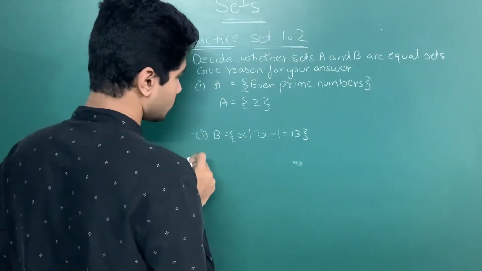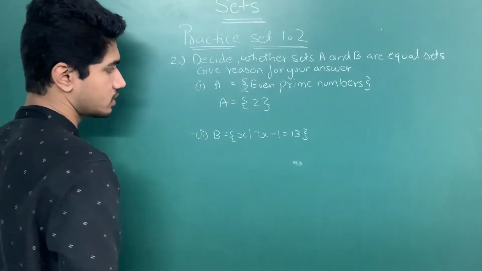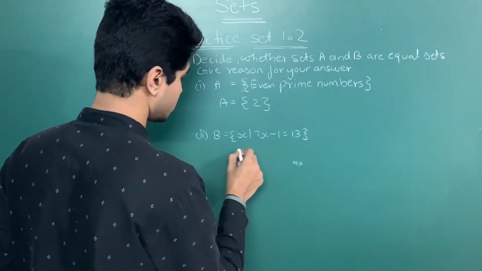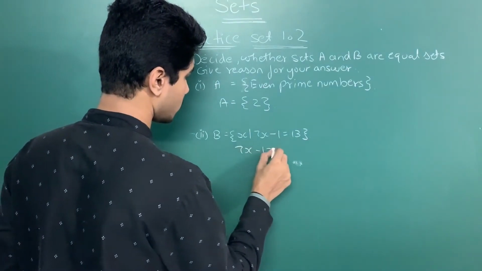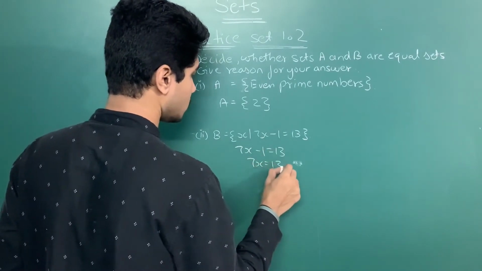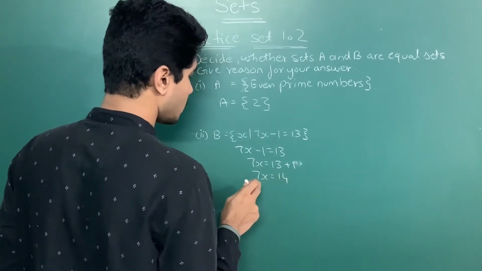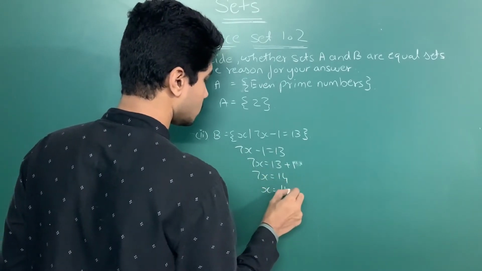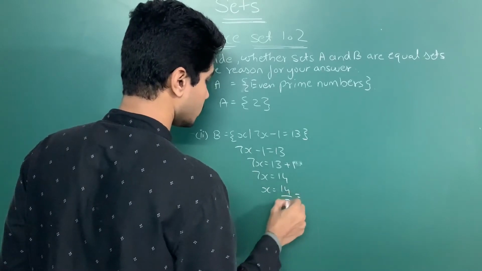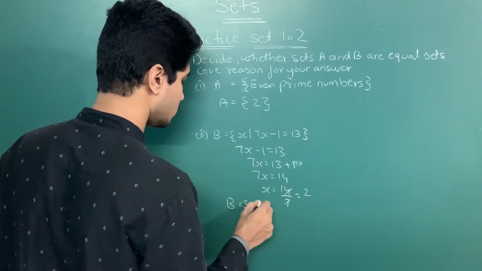In case of B, यहाँ पे हमें condition दिया गया है 7x minus 1 is equal to 30. Let's solve this condition. So we get 7x minus 1 is equal to 30. यहाँ पे minus 1 है, shift करेंगे 30 plus 1 हो जाएगा, 7x is equal to 14. यहाँ पे multiplication है, आगे यहाँ पे divide हो जाएगा, so we get 2. Therefore we get B is equal to 2.